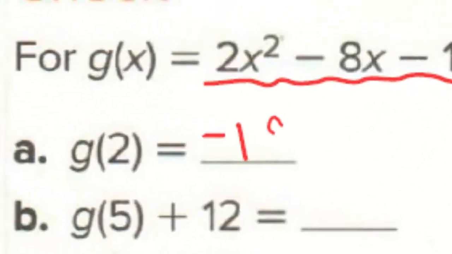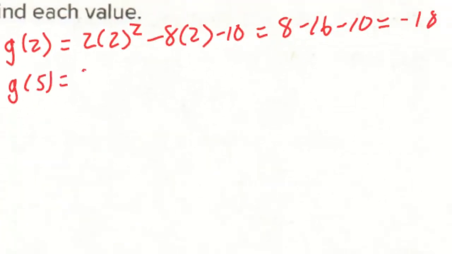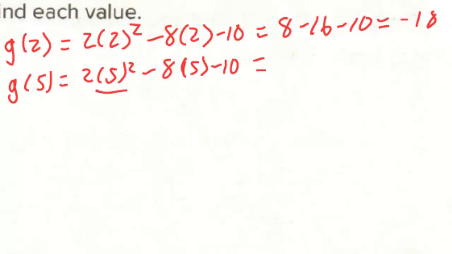So negative 18. The next one, we're evaluating g of 5 and then adding 12 to it. So I'll add the 12 at the very end. So g of 5 equals 2 times 5 squared minus 8 times 5 minus 10. For this part, you do the square first. So 5 squared is 25 times 2 is 50. So we have 50. Negative 8 times 5 is negative 40. And then minus 10. So 50 minus 40 minus 10 is going to give me 0.